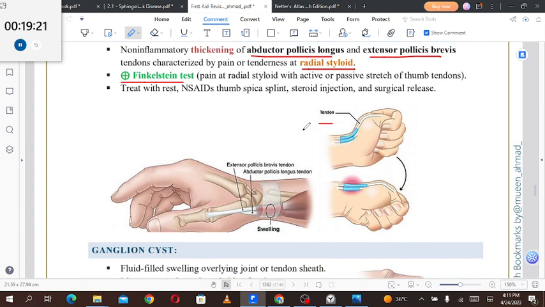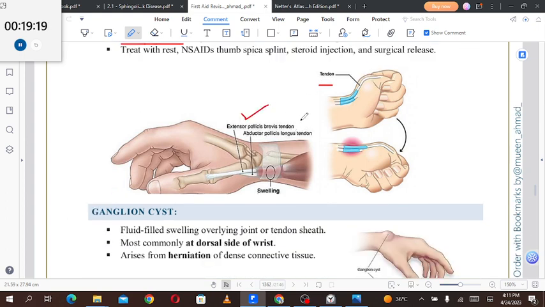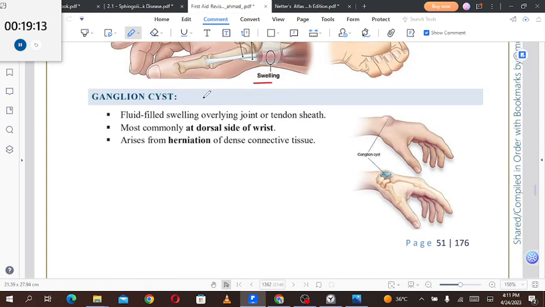So here you have the extensor pollicis brevis tendon, abductor pollicis longus tendon, and then we have the swelling over here, ganglion cyst. A fluid-filled swelling overlying a joint or tendon sheath, most commonly at the dorsal side of the wrist, arises from herniation of the dense connective tissue. So these are the ganglion cysts.